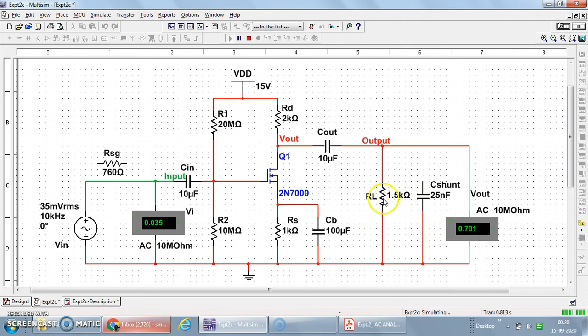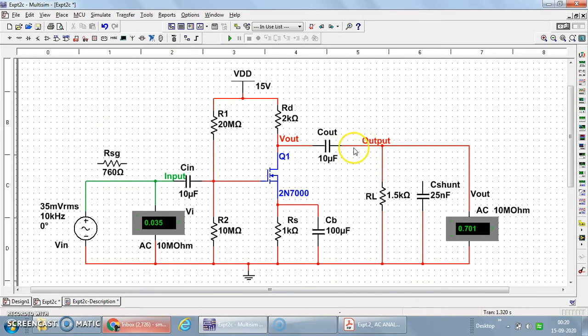But by considering the effect of the load resistance, the output voltage gets reduced. So if we increase the value of this resistance, there will be an increase in the value of output voltage. So this was the objective. Now we already have the readings of V0.